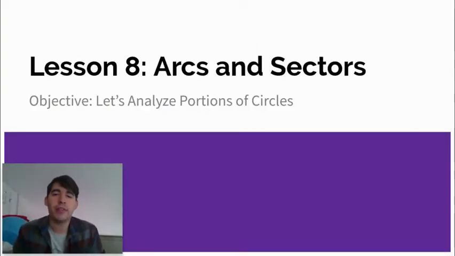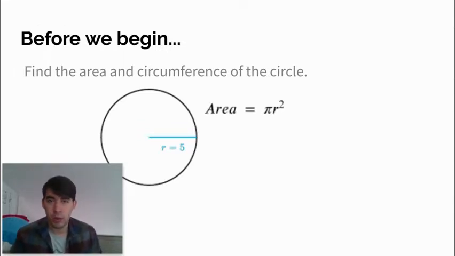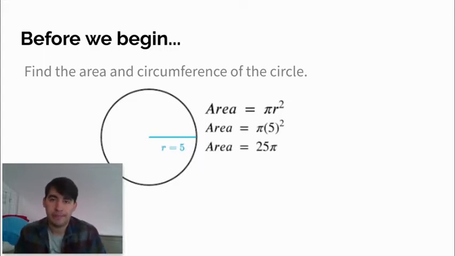Lesson 8, Arcs and Sectors. We're going to be taking a look at portions of circles and talking about the area and the length of the arc. But first, I figured we would talk about just how to find the area and the circumference of a circle, just as a reminder. So here's a circle with radius 5. To find the area of the circle, the formula is pi r squared. Simply plug in 5 for the radius, we end up with 25 pi.